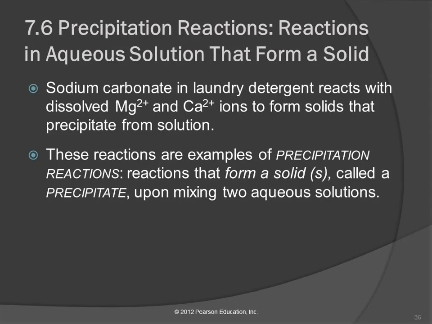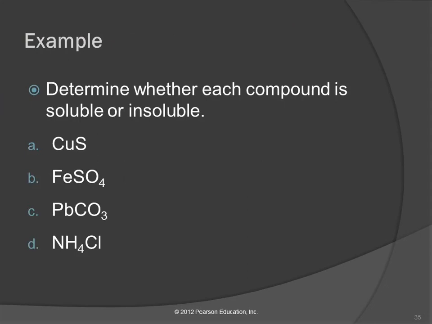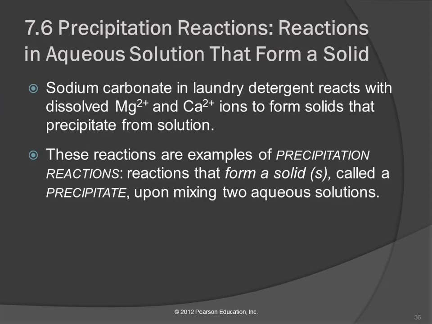So we're going to talk about the different kinds of reactions. One is a precipitation reaction, and this is a reaction that forms a solid. You take two aqueous solutions and you mix them together, and a solid forms. The example we had earlier was sodium carbonate in laundry detergent, which reacts with magnesium and calcium ions and forms solids. And they precipitate out of solution. They fall out of solution.